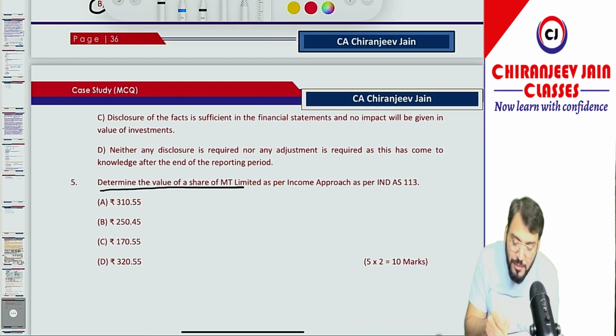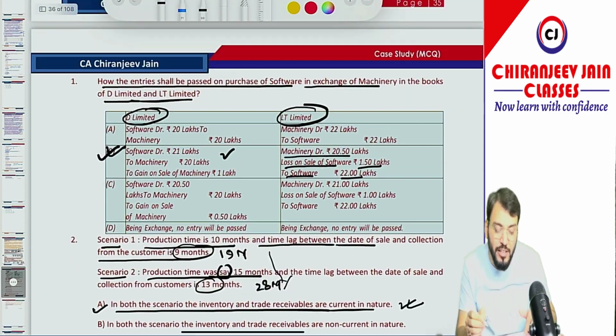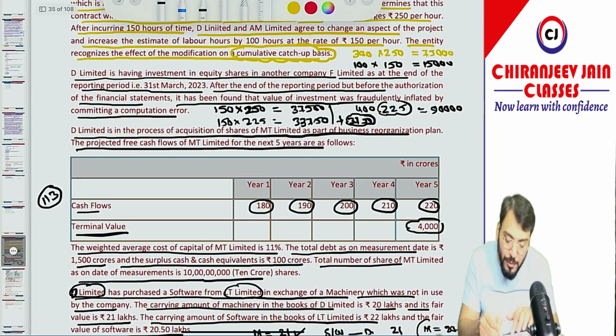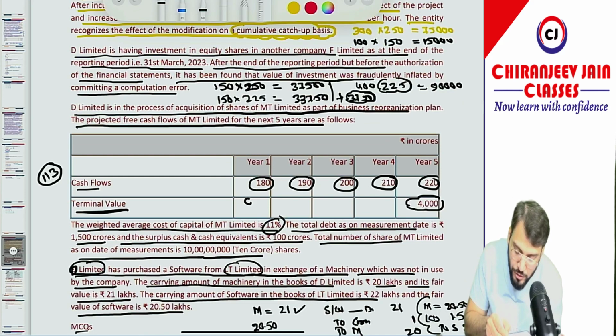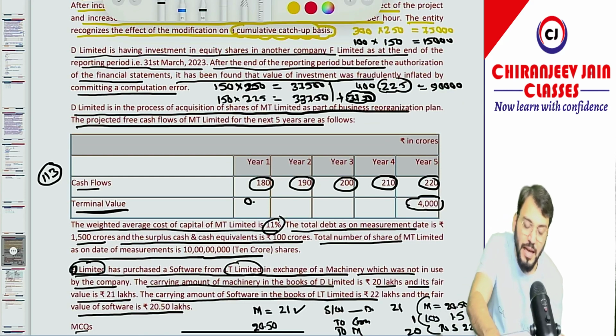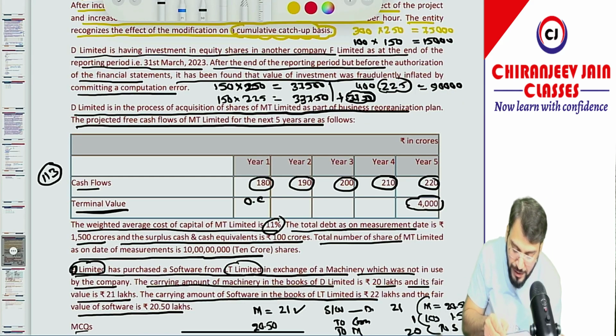Determine the value of shares of MT Limited. For that we need to do a calculation, so let us do the calculation. They have given a discount rate of 11%. So write 1.11 and divide: 0.9, then 0.81, then 0.73, then 0.66, then 0.59.